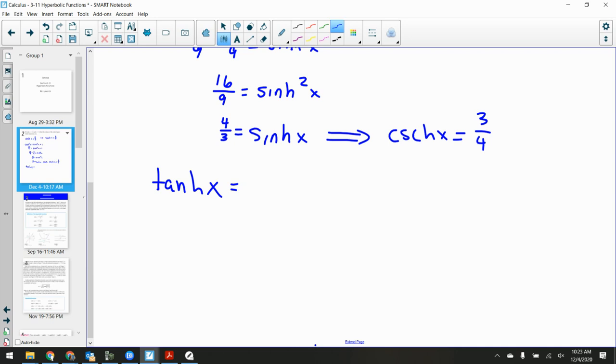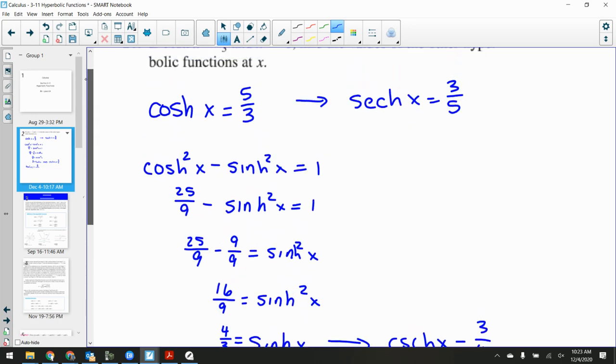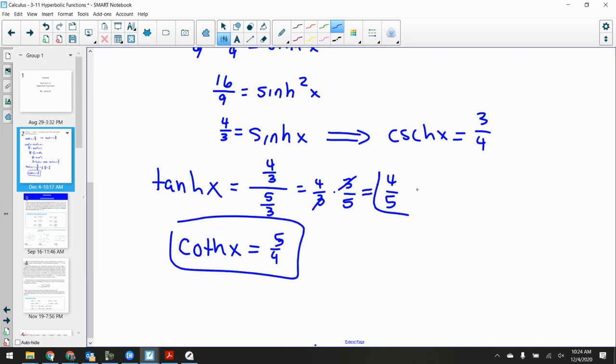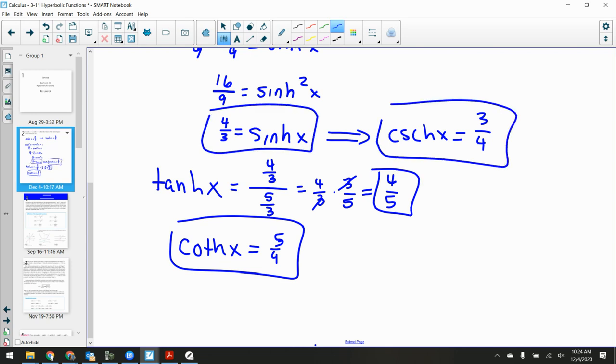It's sine over cosine, right? Tangent is sine over cosine. So sine is 4/3 over cosine, which was given to us as 5/3. Okay, so that's like 4/3 multiply, keep change, flip, 4/5. So that's hyperbolic tangent. So hyperbolic cotangent is 5/4. 1, 2, 3, 4, and then 5 and 6 rows down.